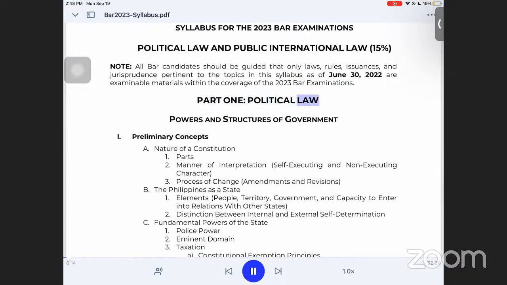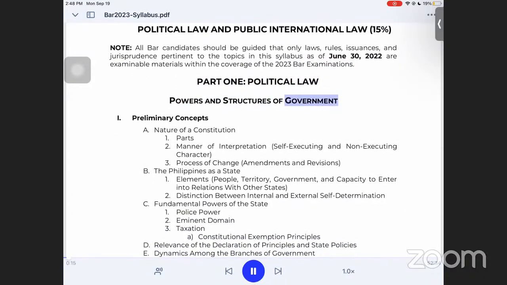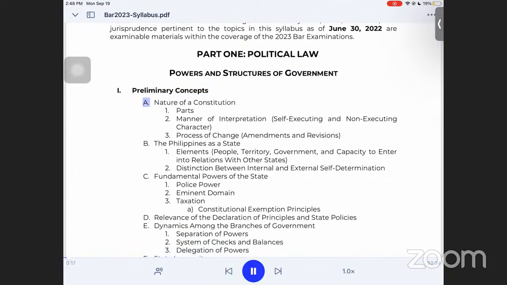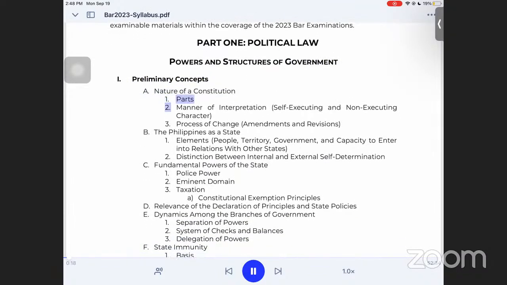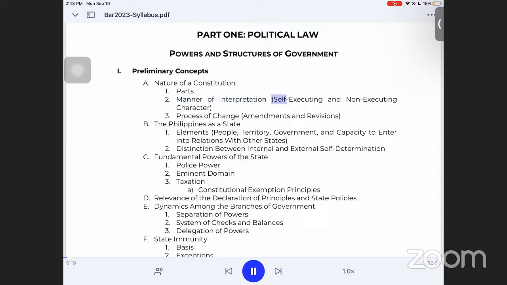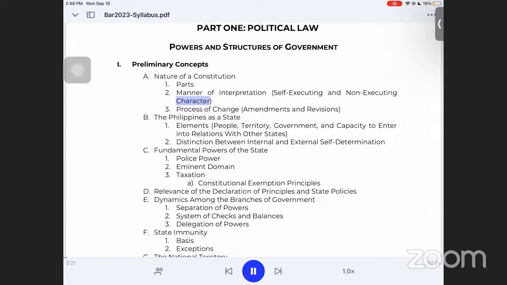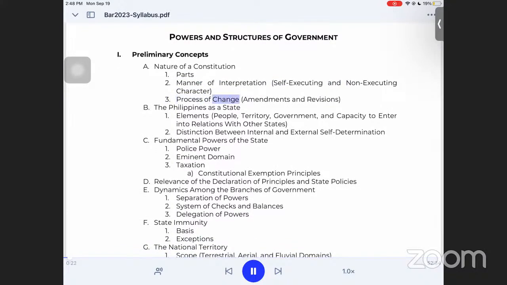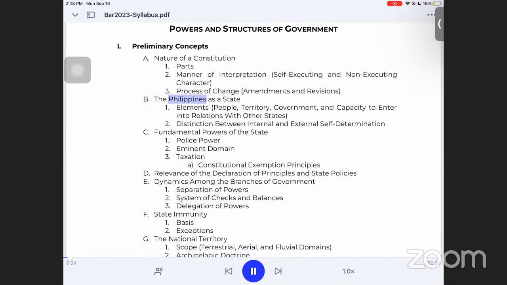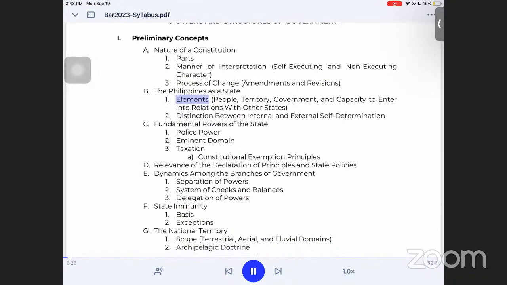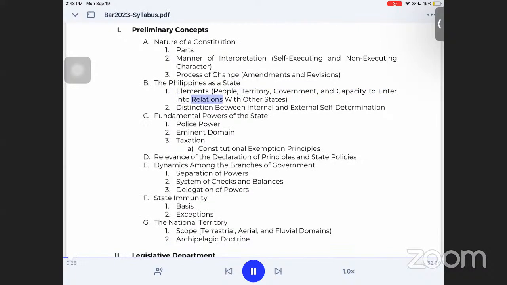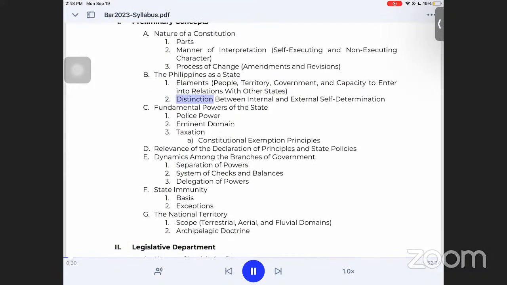Part 1, Political Law: Powers and Structures of Government. I. Preliminary Concepts. A. Nature of a Constitution. 1. Parts. 2. Manner of interpretation, self-executing and non-self-executing character. 3. Process of change, amendments and revisions. B. The Philippines as a State. 1. Elements: people, territory, government, and capacity to enter into relations with other states. 2. Distinction between internal and external self-determination.